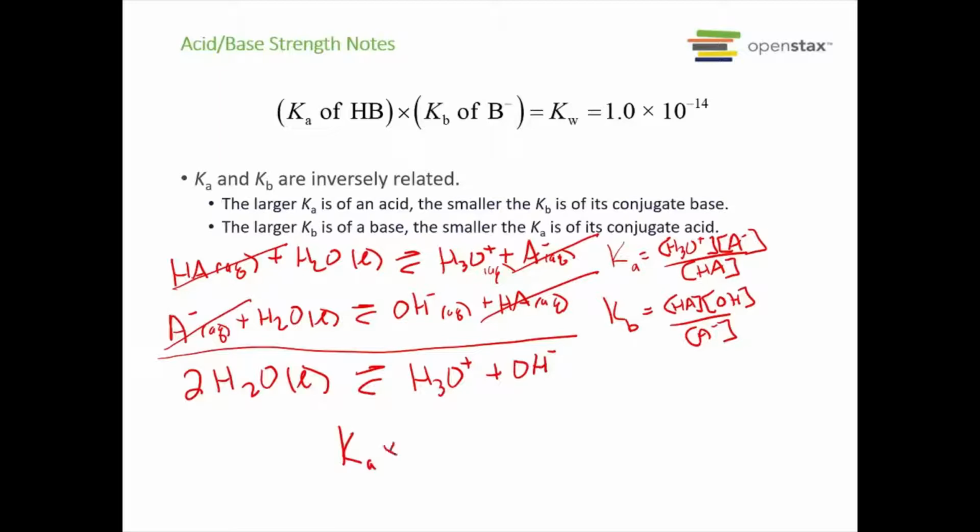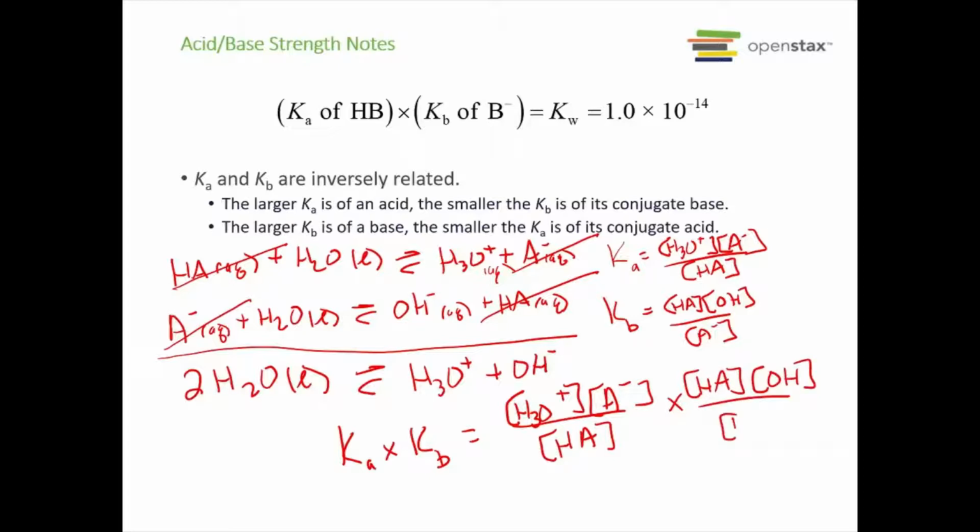So if we do Ka times Kb, that means we get H3O plus times A minus over HA, times HA times OH minus over A minus. And you can see the HAs cancel, the A minuses cancel, and we get H3O plus times OH minus, which is Kw. So you can also use what we just talked about here, Kw. Let's say you know Ka and you want Kb, you can solve for Kb using Kw.